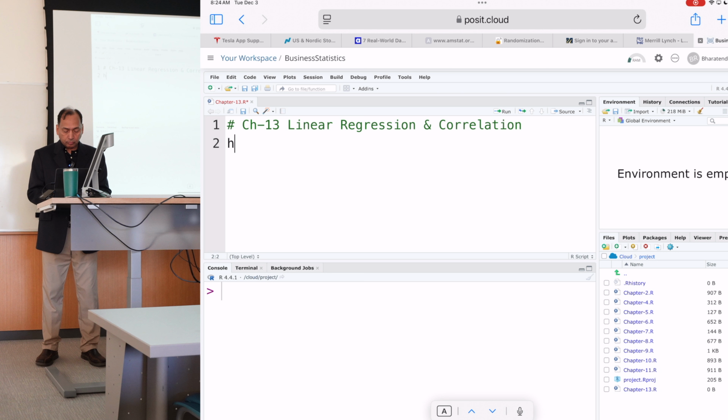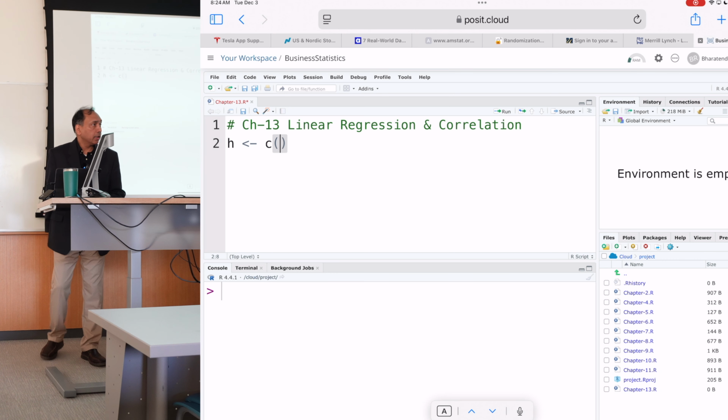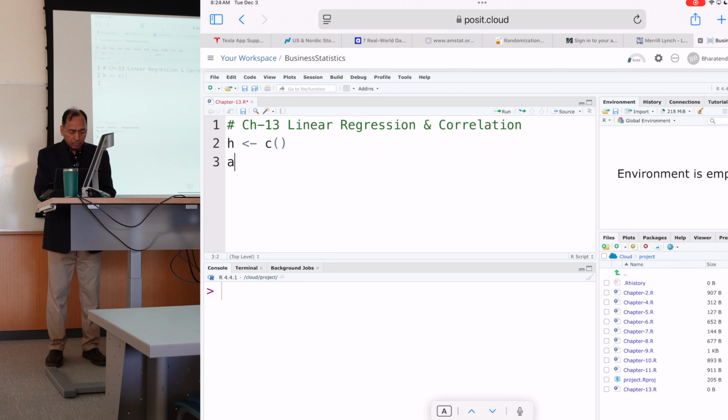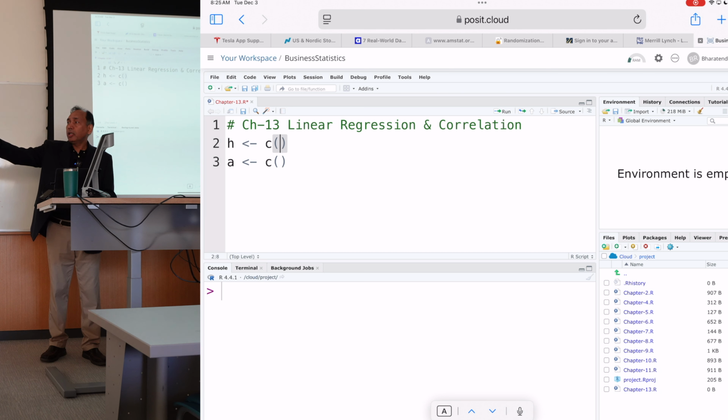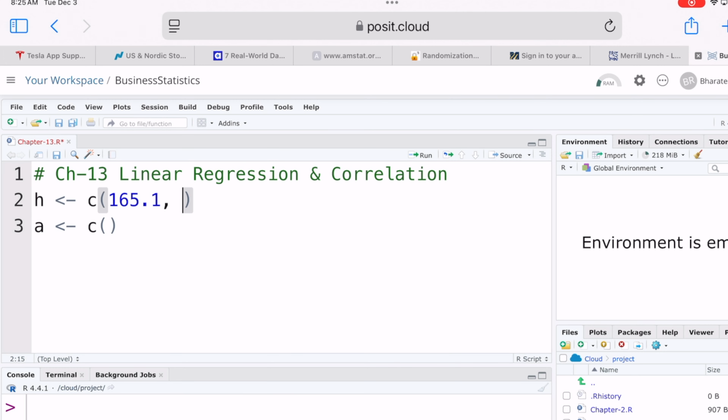Let me call height as h, and we'll save data there. Similarly, for arm span, I'll use A and save data there. Let's start from here. Your 3 values for height and arm span.